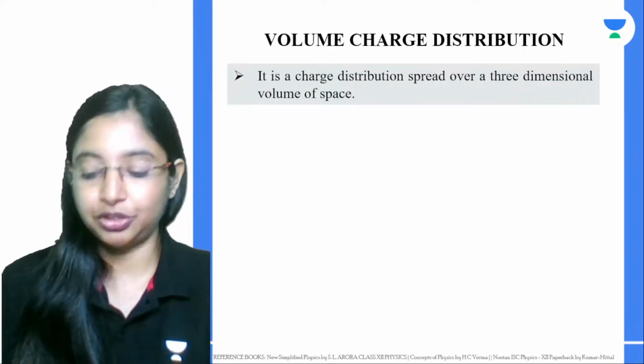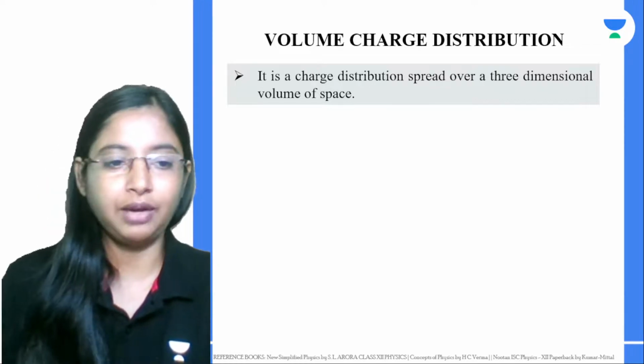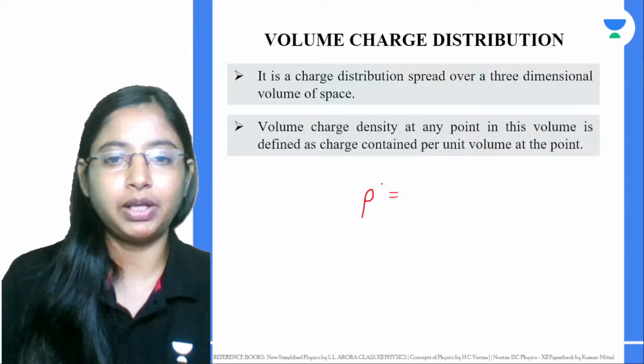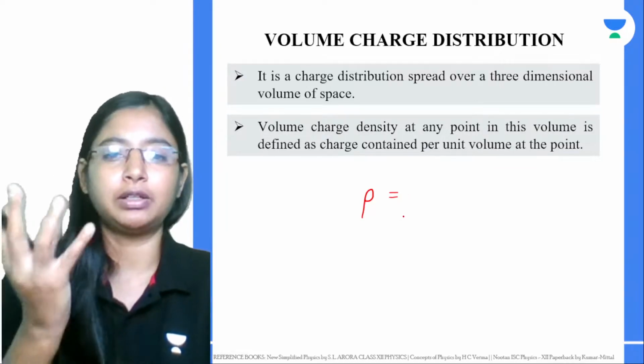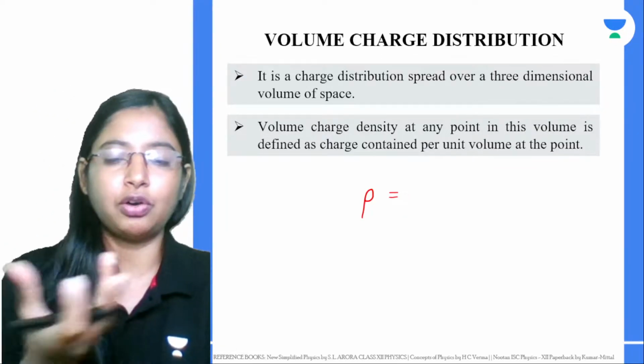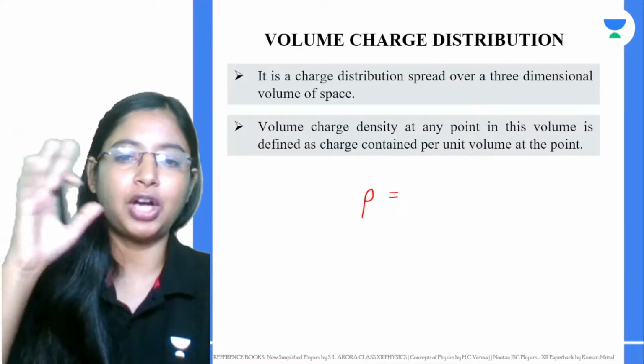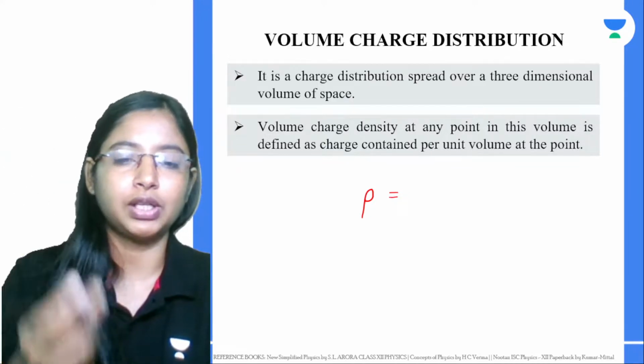Next comes volume charge distribution. Volume charge distribution is when you have a three-dimensional space, and it is given by rho. Take a sphere, and the sphere has charges on its surface. Let's say you have a sphere, something like a ball, and you have charges spread out all throughout its surface. How do we find that?